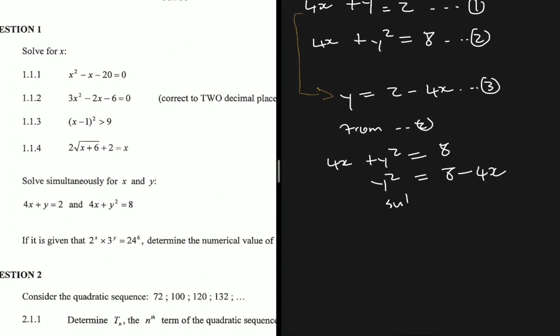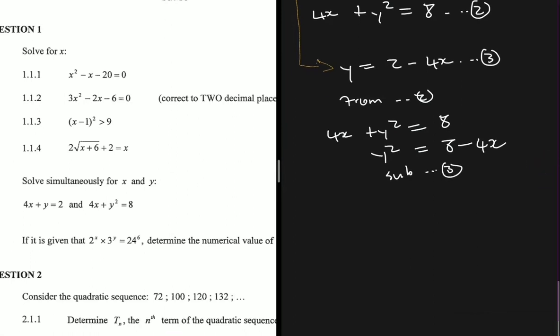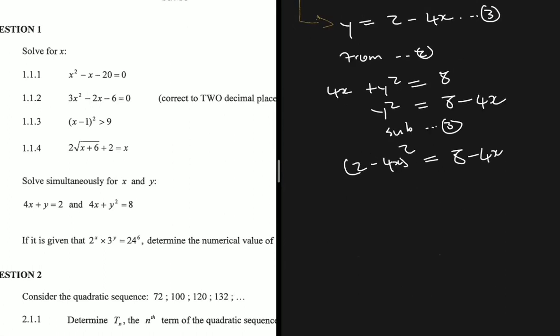So we're going to substitute equation 3 here. So we're going to get 2 minus 4x in place of y, squared, equals 8 minus 4x. Here we have 2 multiplied by 2, that is 4. Then 2 multiplied by minus 4x, that is minus 8x, and then multiplied by 2, that is minus 16x, and then minus 4x multiplied by minus 4x, that is plus 16x squared, which equals 8 minus 4x.